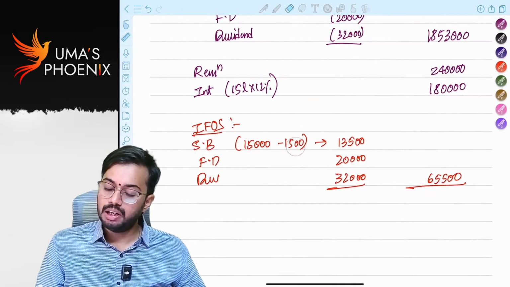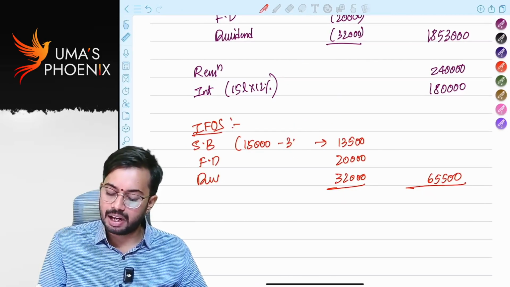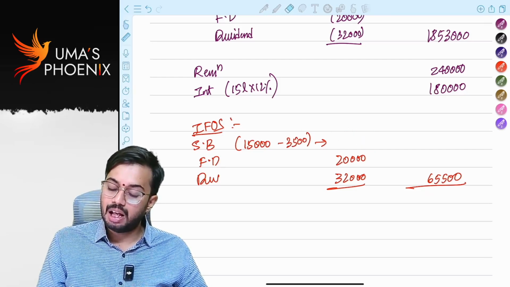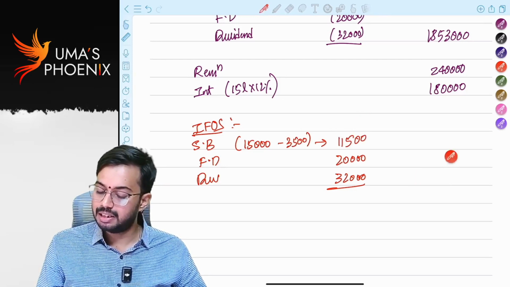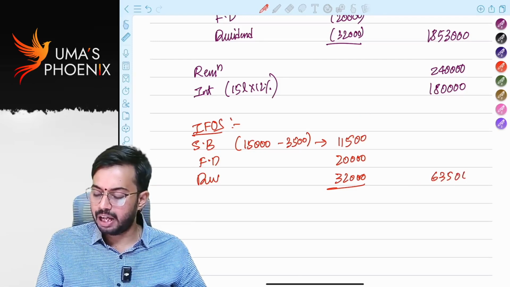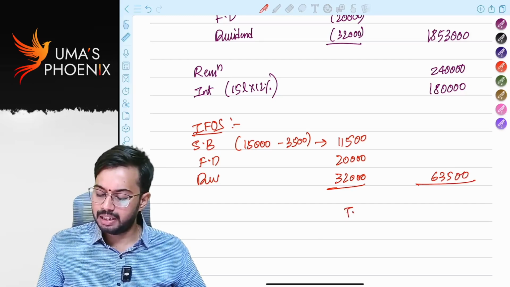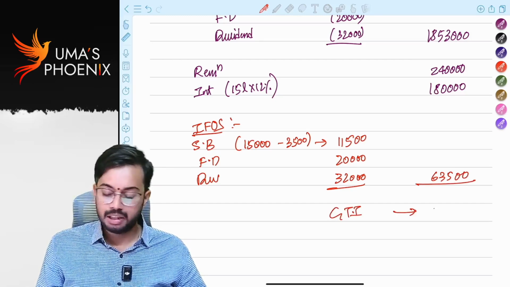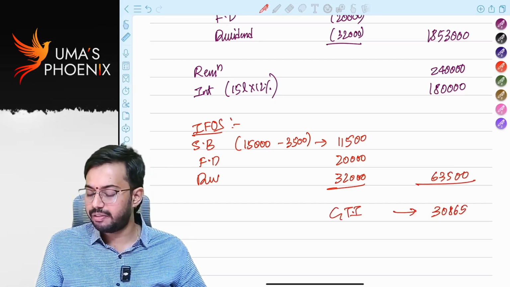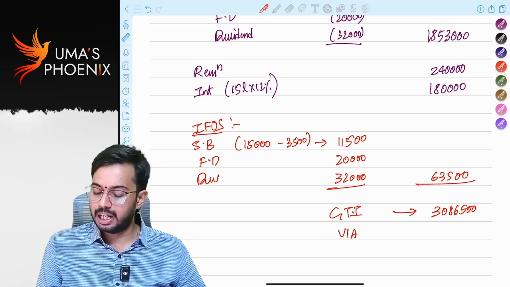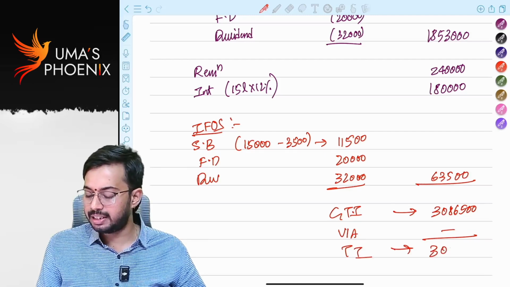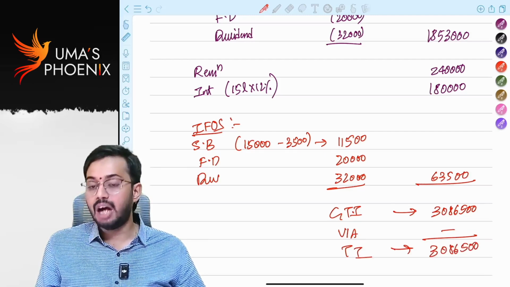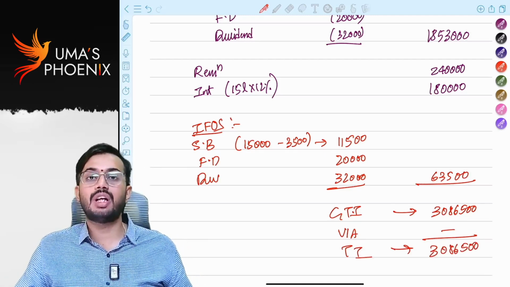Hold on. Here exemption is 3,500, right? That means 11,500. That means 63,500. Total income, gross total income, is 30,86,500. Chapter 6A deductions are not allowed. Net total income is 30,86,500. Under default tax regime, you know the tax rates, right?